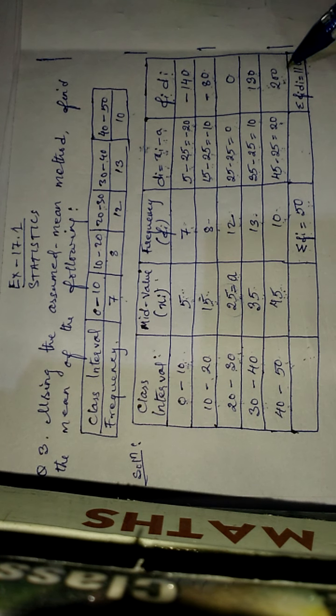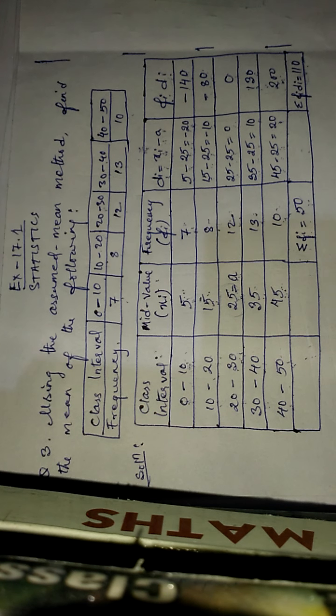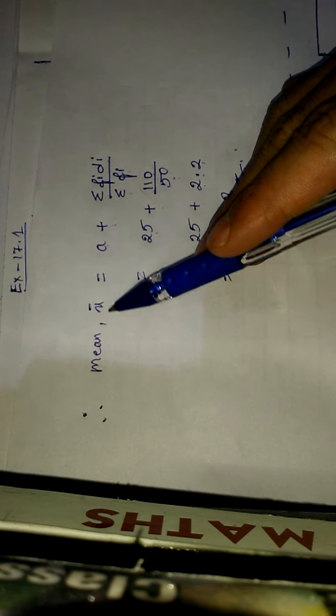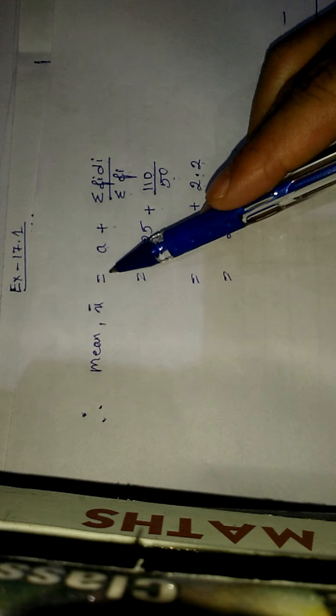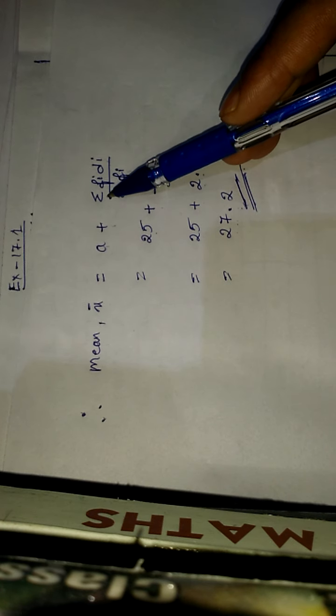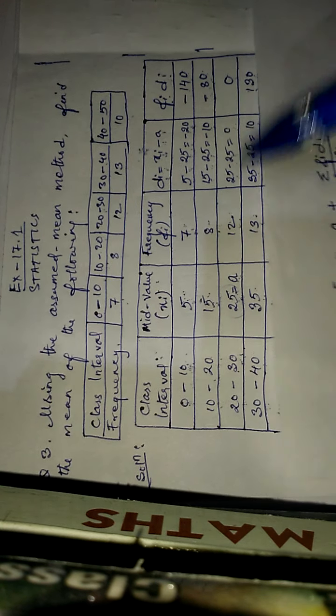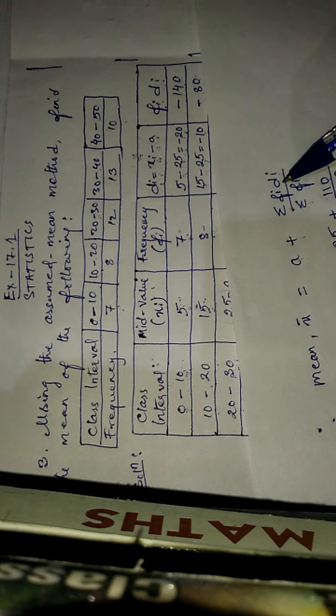Now using the formula, the mean, symbol x bar, is given by a plus summation fi di divided by summation fi. So this a value we have here, a value is 25. Put the a value 25, then summation fi di is 110, and summation fi is 50.